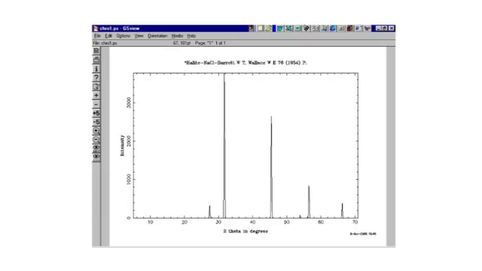If your PDF database, the PDF2 database is nice, but it's not complete. There are lots of structures that are not there. So if you're searching for a particular structure, then it's very easy, once you've got the structural data, to generate this.